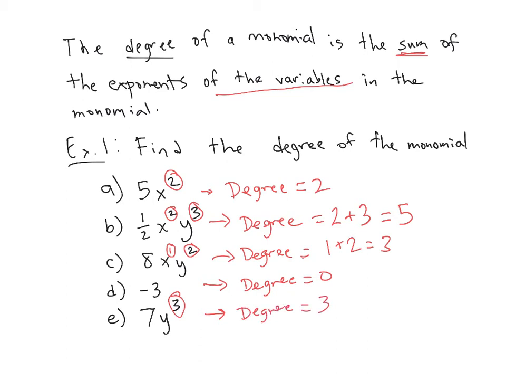All right, one more for you to try, F. F is going to be 1/4 x to the third, y to the sixth. So 1/4 x to the third, y to the sixth. Again, it's the sum of the exponents of the variables. Find the degree and enter your answer when you're ready.